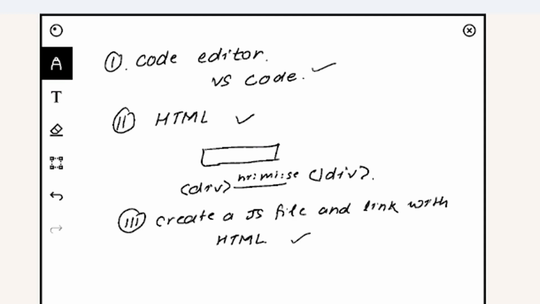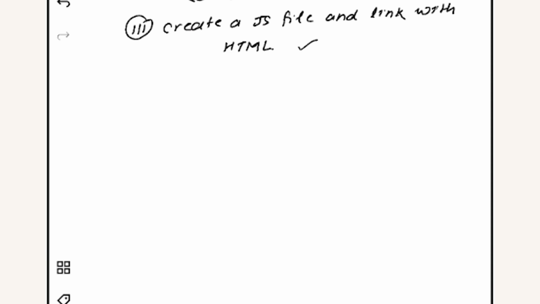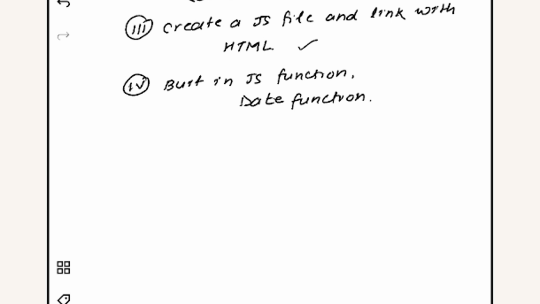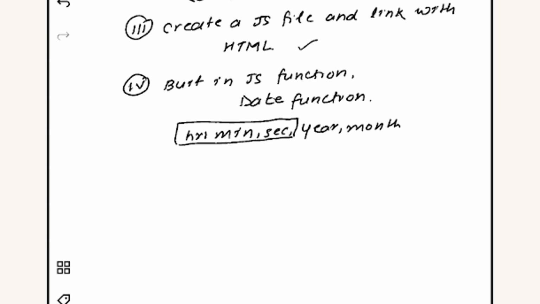After this comes the main part, which is actually working on building the digital clock. So in step 4, you need to use a built-in JavaScript function, which is the Date function. This Date function will give you hours, minutes, and seconds. It will give you year, and it will give you month. So from this Date function, what we need is just the hours, minutes, and seconds.